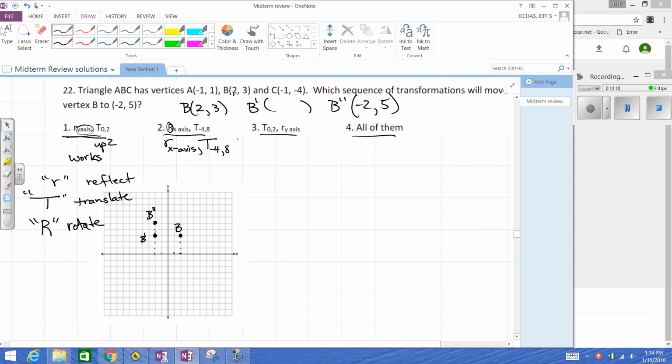Okay, let's test that out. So we got a yes for this one, but all of them are possibly an option. So we've got to check them all. Okay, so let's get rid of that. We've got to land here. If we reflect over the x-axis, 1, 2, 3, there's the x-axis, 1, 2, 3, there's B prime. And then this says translate left 4, up 8. Left 4, 1, 2, 3, 4, then up 1, 2, 3, 4, 5, 6, 7, 8. That one works too. Okay, let's just verify it; it's probably going to happen that this one works as well.